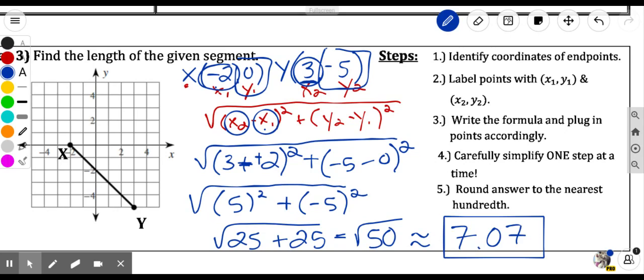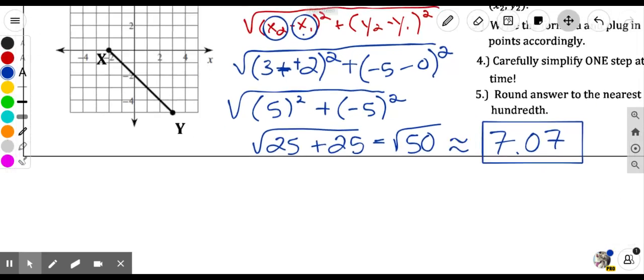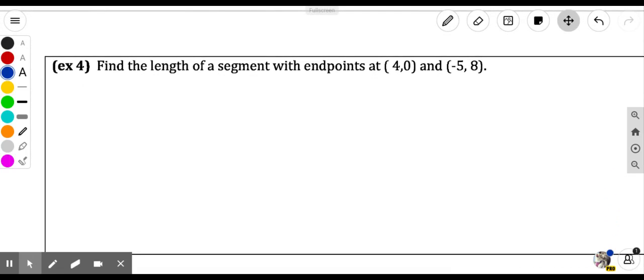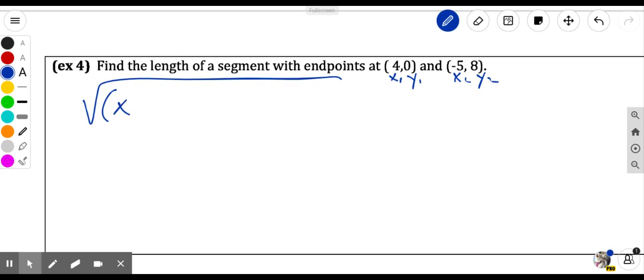If anyone has questions about how to put that in a calculator, just feel free to ask me. Okay, I always like to round to the nearest hundredth, which is 2 decimal points, but rounding isn't really that big of a deal. I'm going to do one more distance, and then we're going to do some midpoint. Okay, so again, here's my x1, y1, my x2, y2. Here's my formula, x2 minus x1 squared plus y2 minus y1 squared.